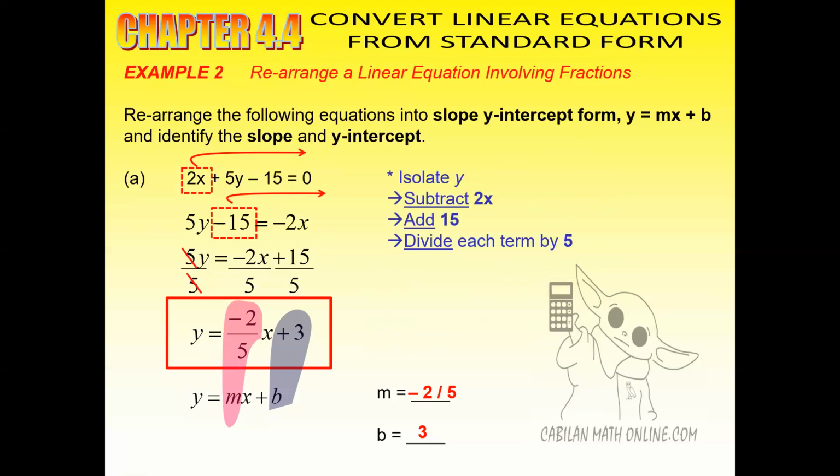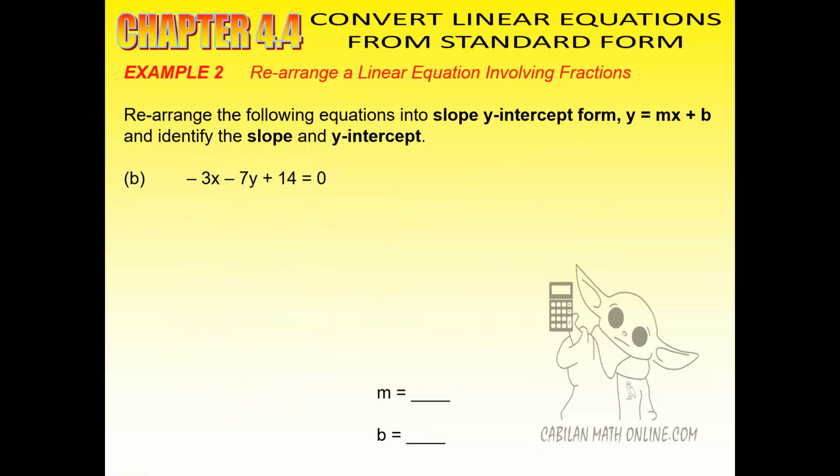All right, so see another one here. So we have negative 3x minus 7y plus 14 equals 0. Okay, so again, just like the previous example, you're going to take the negative 3x first. Move it to the other side, and since it's a negative, when it crosses the other side, it becomes a positive. Okay, we're going to take the 14 next, and since it's a positive, when it goes to the other side, it becomes a negative.